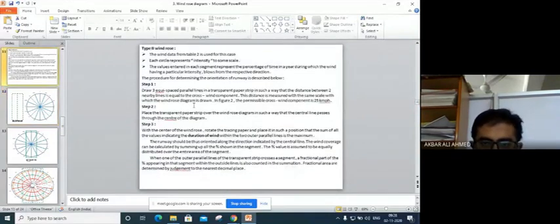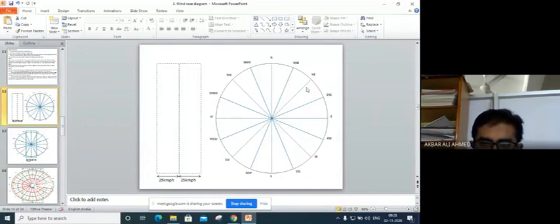Then let us go to the second step. Place the transparent paper strip over the windrose diagram in such a way that a central line passes through the center of the diagram. Now you draw this sector, this circle, and give every direction through radial lines. This will be the same for both the diagrams.